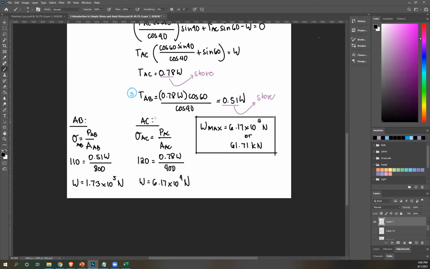If I choose this, AC will collapse. Why? Because this is greater than what's allowable for AC. So the structure will fail because AC fails. Okay? So that's how you determine the maximum safe value. Or in short, if we're looking for maximum force allowed, always choose the least value.